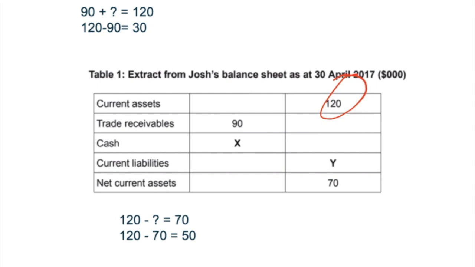Now, what I want you to do is work out the liquid capital ratio, and I want you to work out the current ratio. So again, pause the video and have a go.